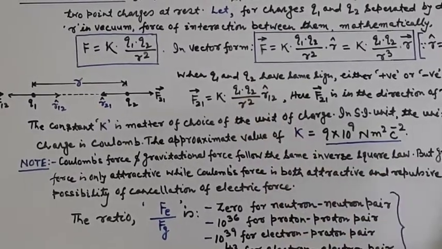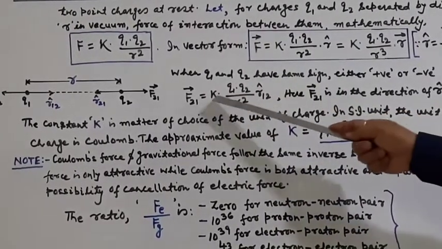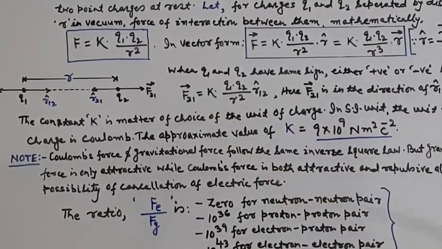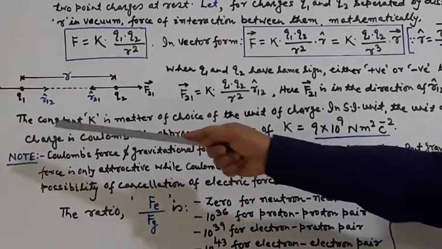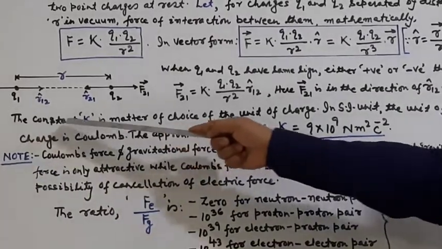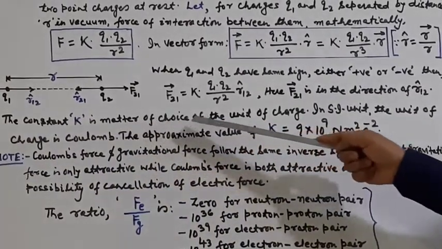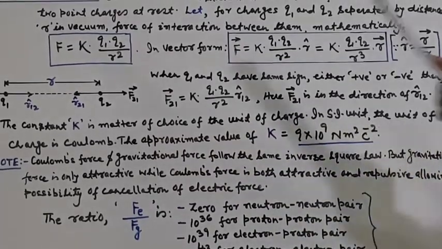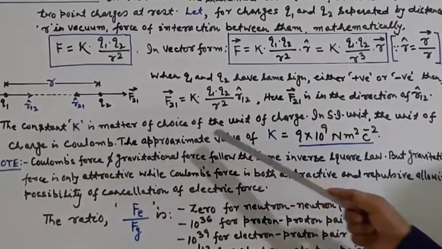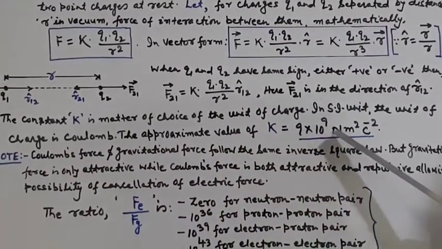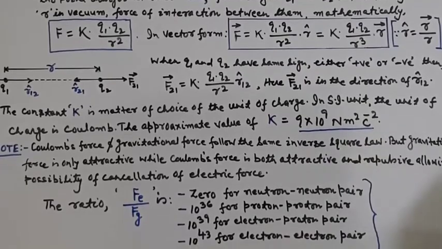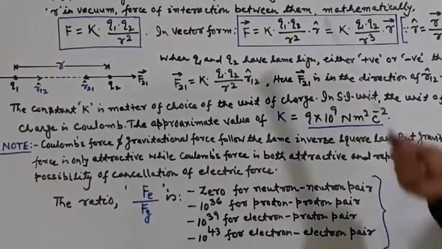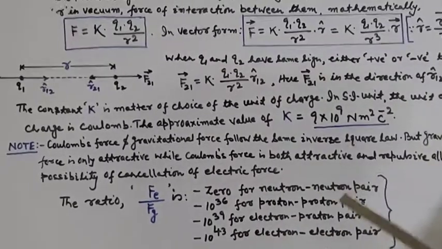Very, very important. Now what about this K? K is a constant, we know. But the value of K depends upon the nature of the medium and the choice of the unit of charge. So here I have mentioned the constant K is a matter of choice of the unit of charge. In SI units, the unit of charge is what? Coulomb. So the approximate value of K is 9 into 10 to the power 9 Newton meter square per Coulomb square. So this is the formula of Coulomb's law, and with the help of this formula you can solve the numericals.